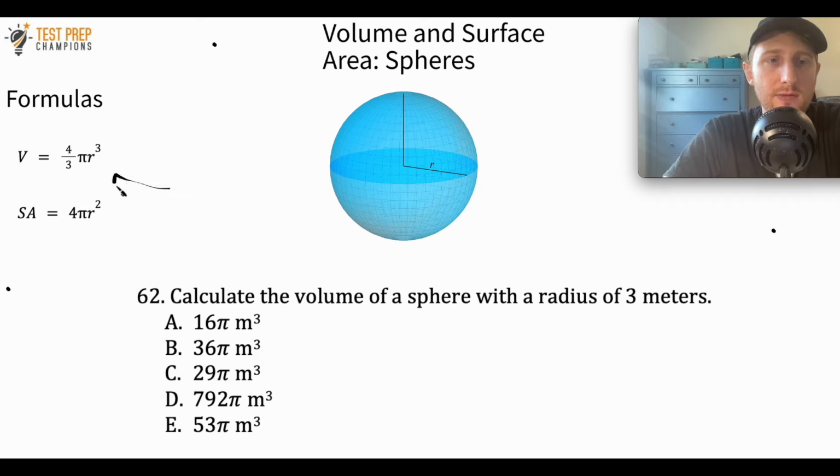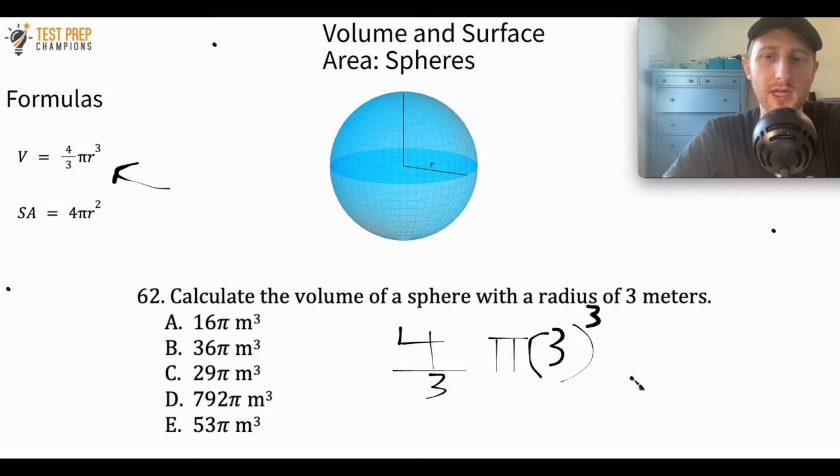And here is our volume formula. So we're going to do 4/3 pi r cubed. And in this case, our radius is 3, so I'm going to put 3 cubed in right here. And so when we do the calculation in our calculator, we will see that the answer, if we just leave pi in the answer, is B, 36 pi.